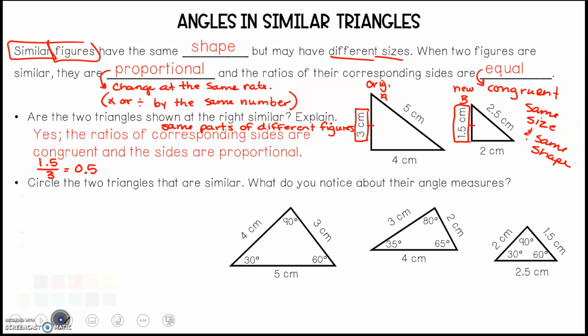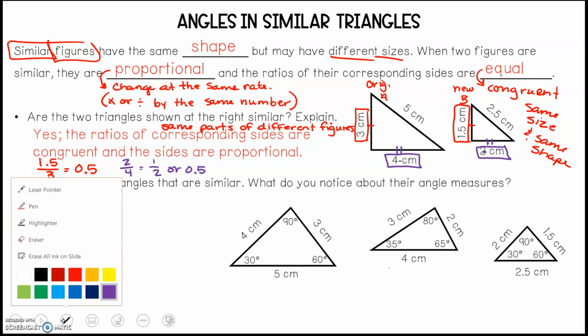Okay, then I'm going to make a ratio from the corresponding sides of two other sides. I'm going to go with the ones on the bottom. They're both the bottom side of the figure, so they're corresponding sides. We put the new one over the old, so we're going to do 2 over 4. That simplifies to 1/2, and if we do the division, 1 divided by 2, that's also going to put us at 0.5 in decimal form.